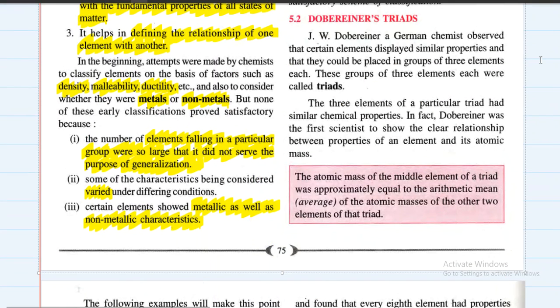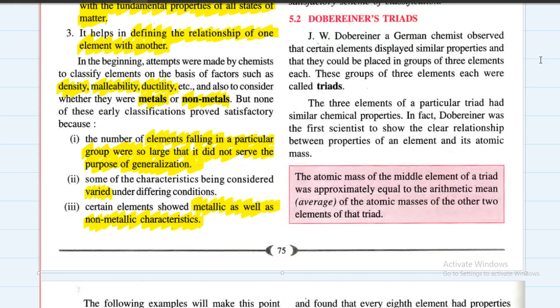J.W. Dobreiner, a German chemist, observed that certain elements displayed similar properties and that they could be placed in groups of 3 elements each. These groups of 3 elements each were called triads. तो डोब्रेनर ने क्या किया? एलिमेंट्स को 3-3 के ग्रुप में डिवाइड कर दिया, और ये ग्रुप को क्या बोला उसने? ट्रायड.